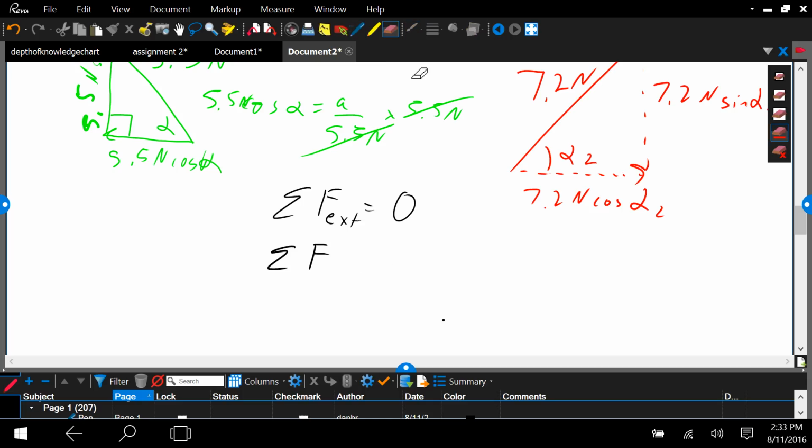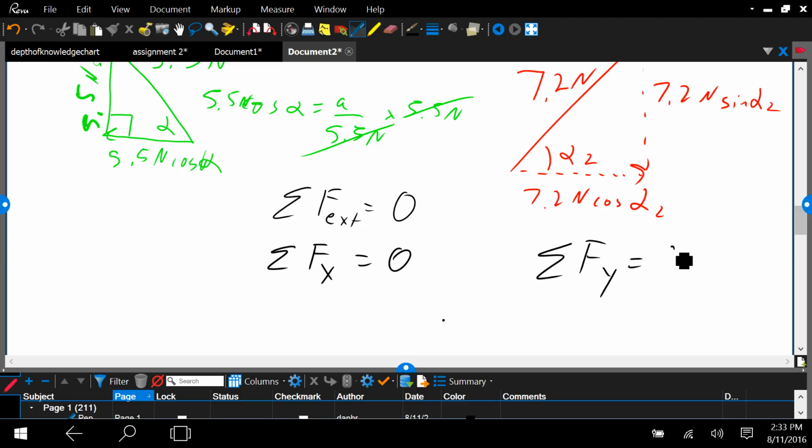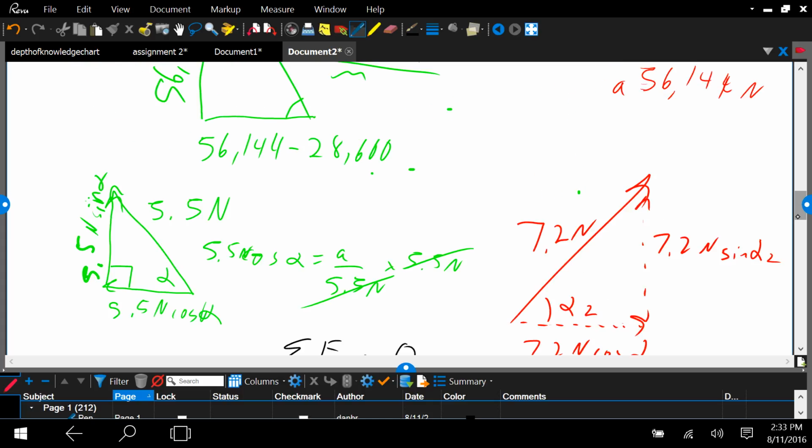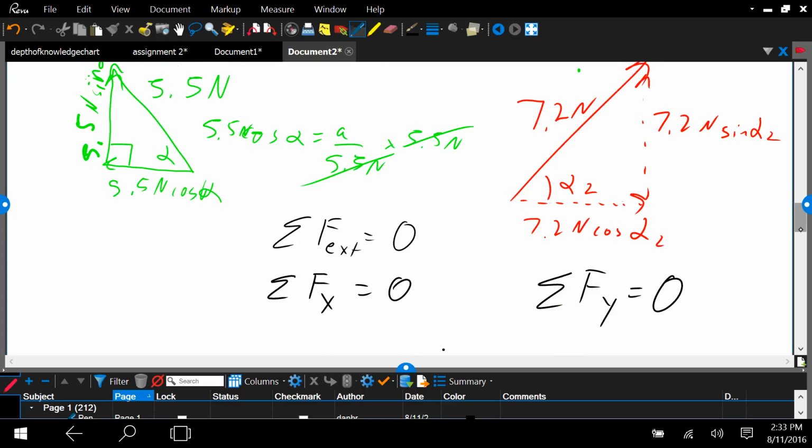Okay, so rather than putting external there, I'm going to change that out, and I'm going to say, let me just look at the x forces. I'm going to say the x forces horizontally have to equal 0. And I'm also going to say over here, hey, all those forces in the y direction, they have to equal 0. And so when I look at the forces in the x direction, there are, once again, two of them.